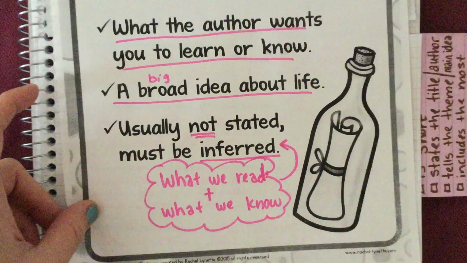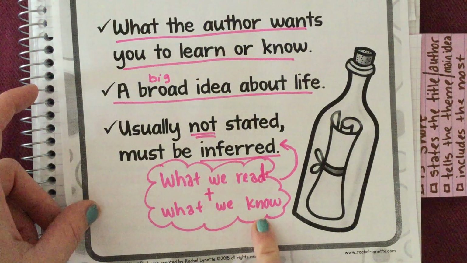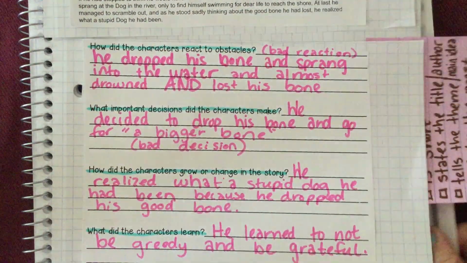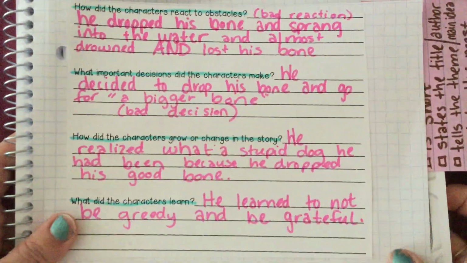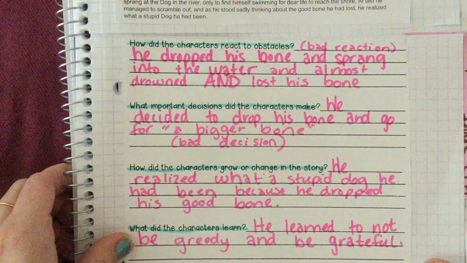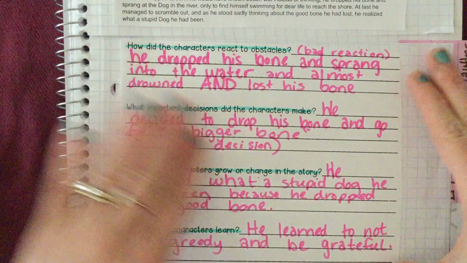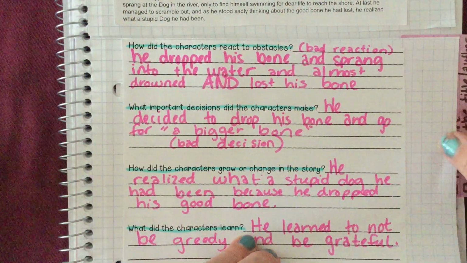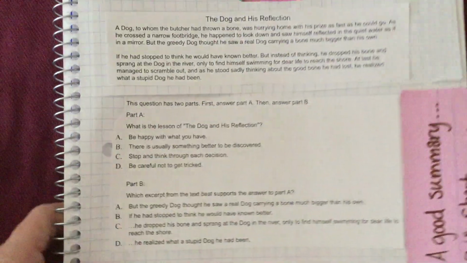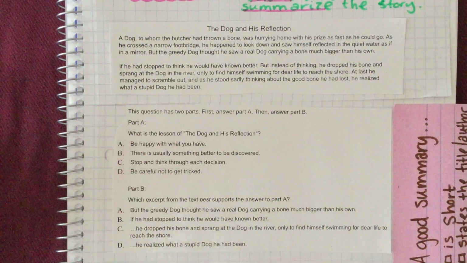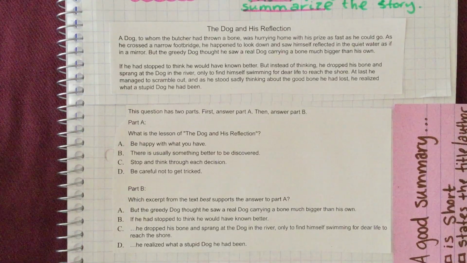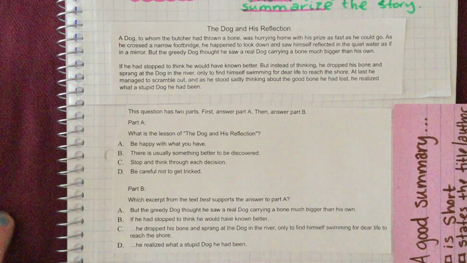So we just took what we read plus what we know. We know that we should be not greedy and instead we should be grateful. That's something that we know, but that's also something that the dog learned in the text. So this information is going to help us determine the theme. So let's look at our next page. This question has two parts. It's going to go part A and part B. So let's look at part A.